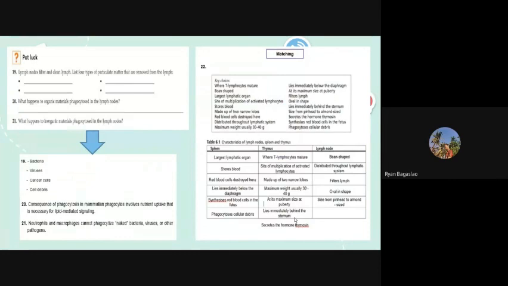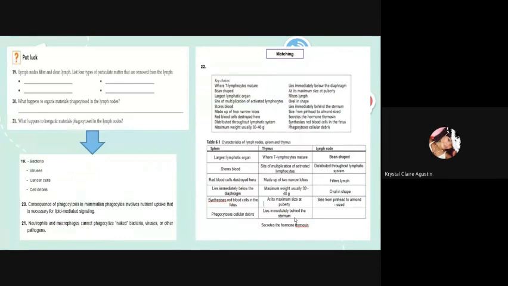Next, what happens to organic bacteria phagocytosed in the lymph nodes? As a consequence of phagocytosis in mammalian phagocytes involves nutrient uptake that is necessary for lipid-mediated signaling. What happens to inorganic materials phagocytosed in the lymph nodes? Neutrophils and macrophages cannot phagocytize naked bacteria, viruses, or other pathogens.